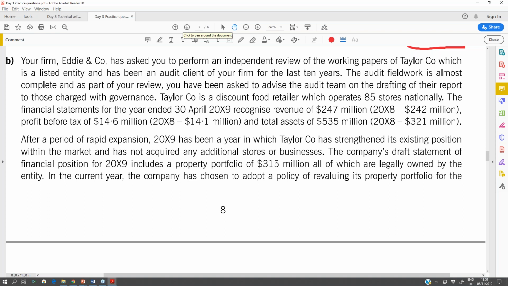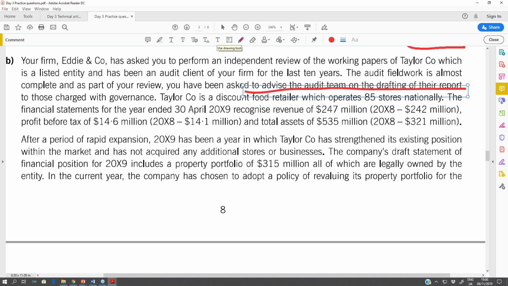Your firm, Eddie, has asked you to perform an independent review of the working paper of Taylor, which is a listed entity and has been an audit client of your firm for the last 10 years. The audit fieldwork is almost complete, and as part of your review, you have been asked to advise the audit team on drafting of the report to those charged with governance.